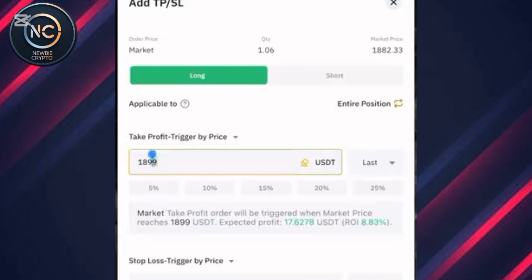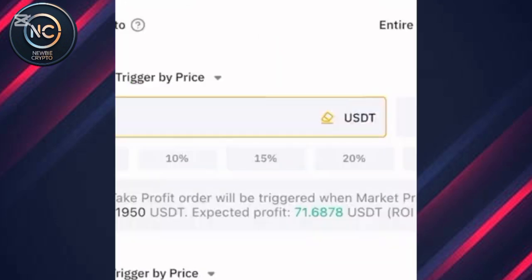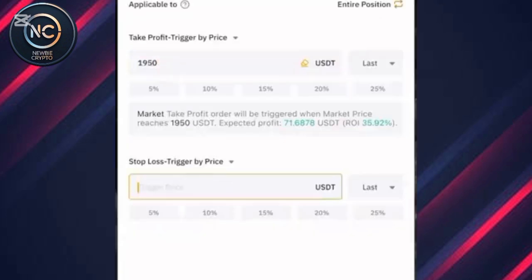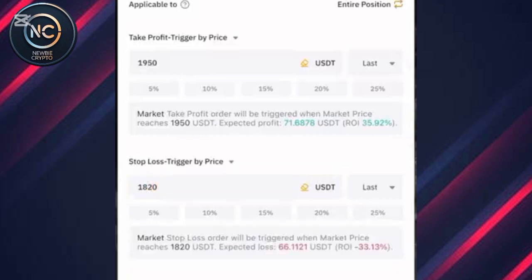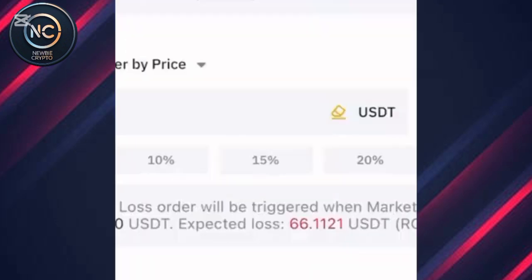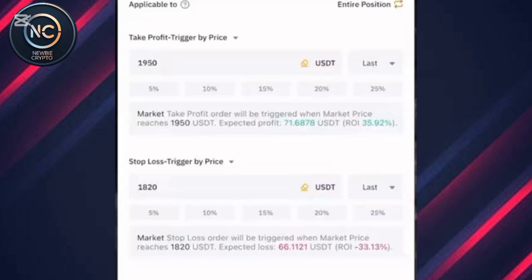And let's say, for example, you want to take a profit at 1,950, you see that you'll be making 71 USDT and your ROI will be 35.92%. And right here, you come here and enter your stop loss. Let's say we want our stop loss to be 1,820. And then right here, we've seen that you'll be losing 66 USDT and you'll be losing 33% of your capital. That is for take profit trigger by price.